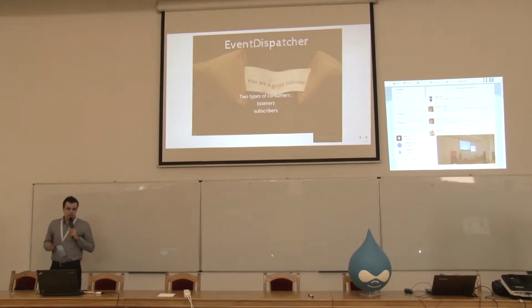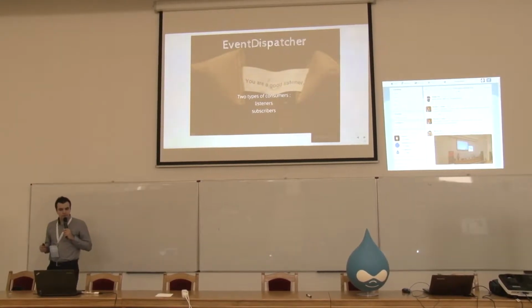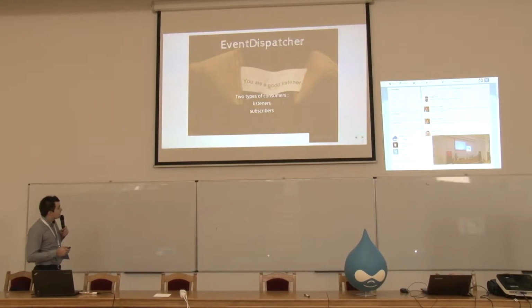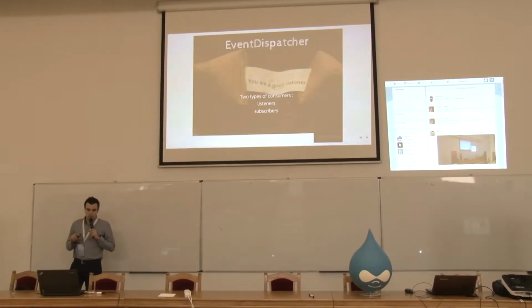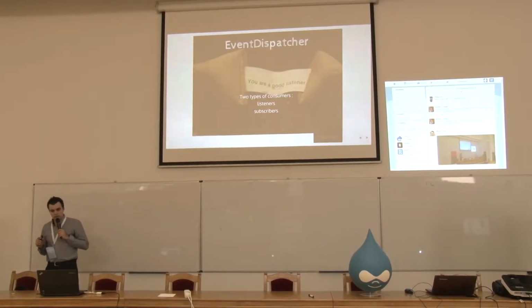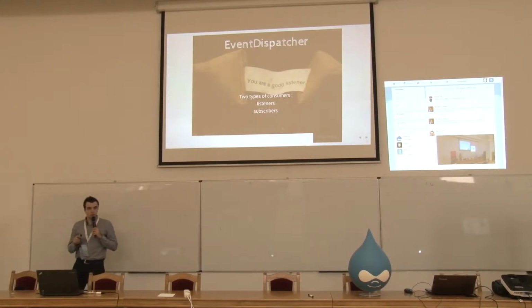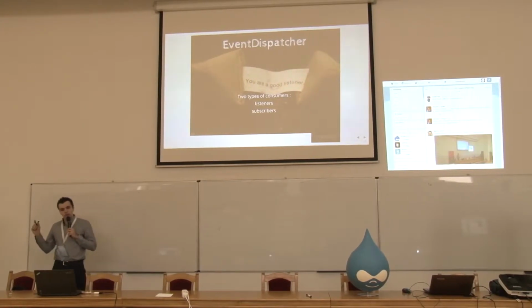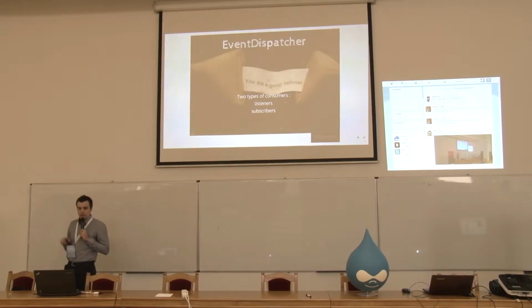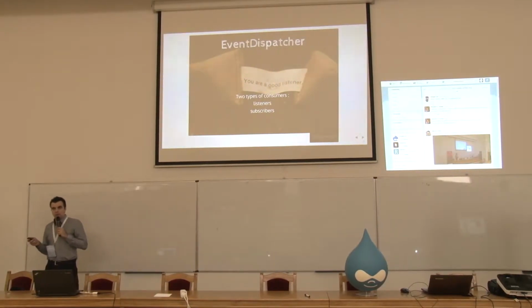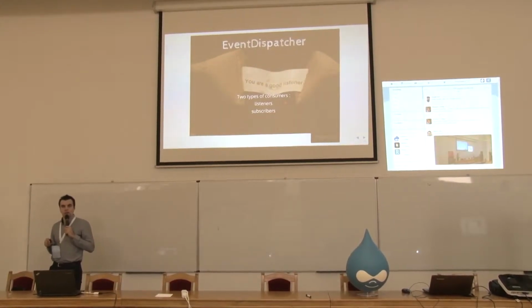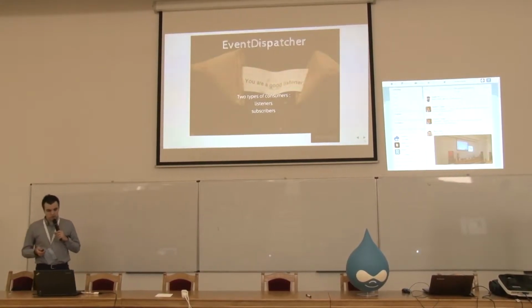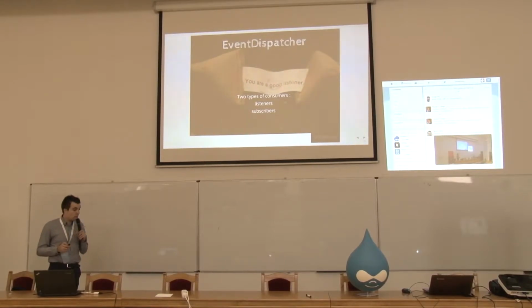There are two types of listeners, of consumers: listeners and subscribers. The only difference between these two is that listeners don't know which event they subscribe for. So you tell this listener is subscribed for one particular event, and for the subscribers, when you register them in the event dispatcher, they already know for which event they are going to be triggered. So this is the only difference between them.